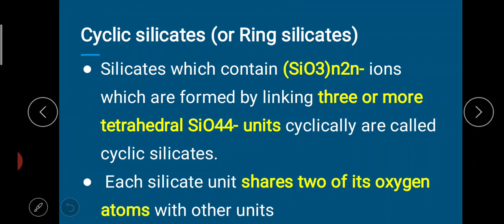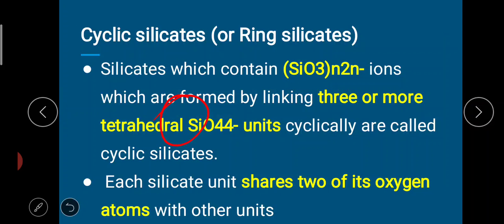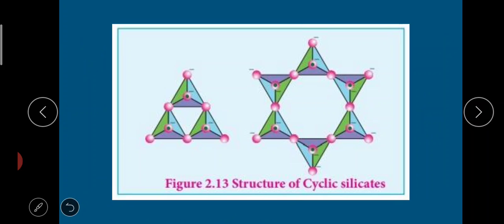So they contain (SiO3)n^2n- ions, which are formed by linking 3 or more tetrahedral SiO4 units. We call them cyclic silicates. Here you have to remember that each unit shares 2 of its oxygen atoms with the other units, whereas in pyrosilicates they share only 1 oxygen. Here in cyclic silicates, 2 oxygen atoms are shared with the other units.